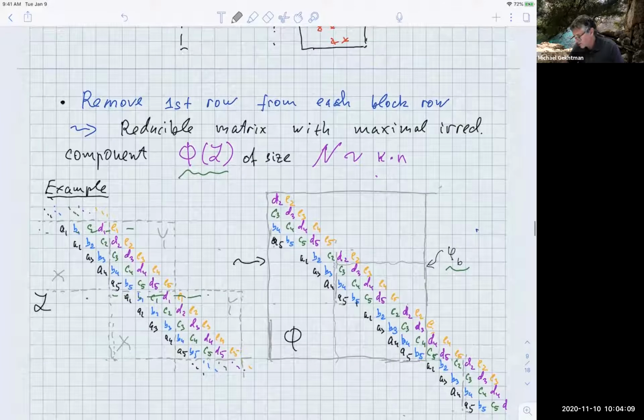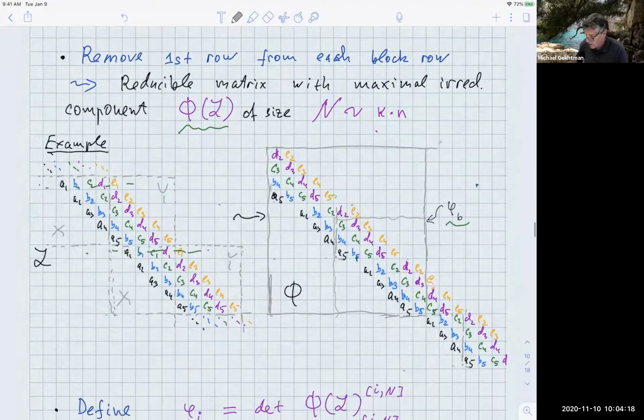It will have the maximal irreducible component of size roughly equal to the number of inner diagonals times the size of the original block. So here's an example. Here I look at a 5-periodic four-diagonal band matrix. It's infinite, but if I remove the first row from each of these block rows, then my matrix becomes not as pretty, and you can see that eventually it becomes reducible. So I have this now maximal irreducible component, which I will call phi.